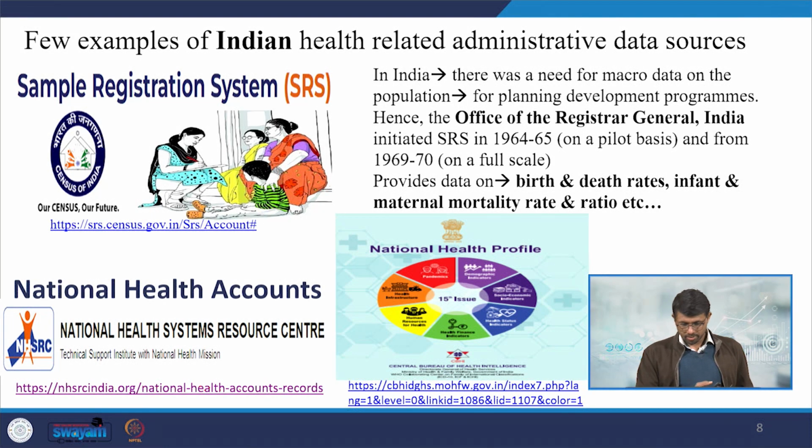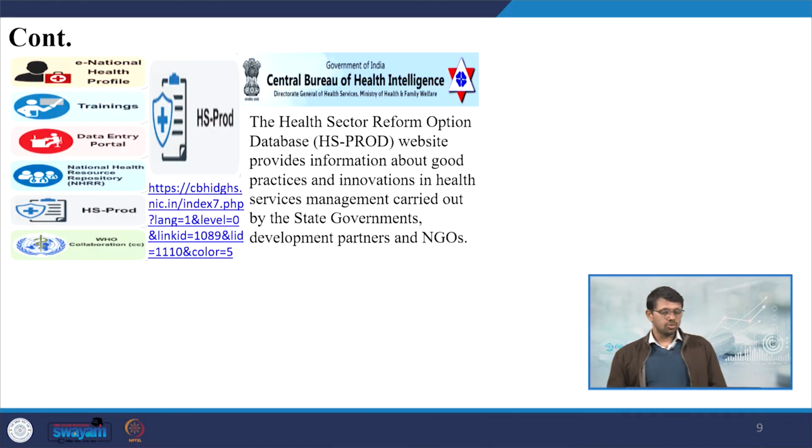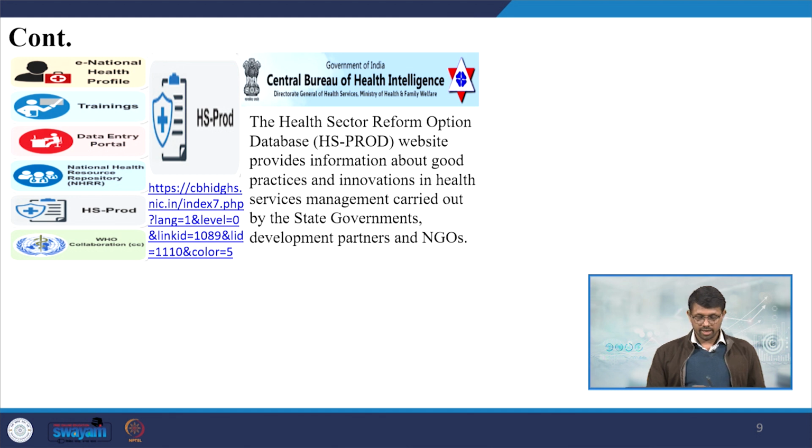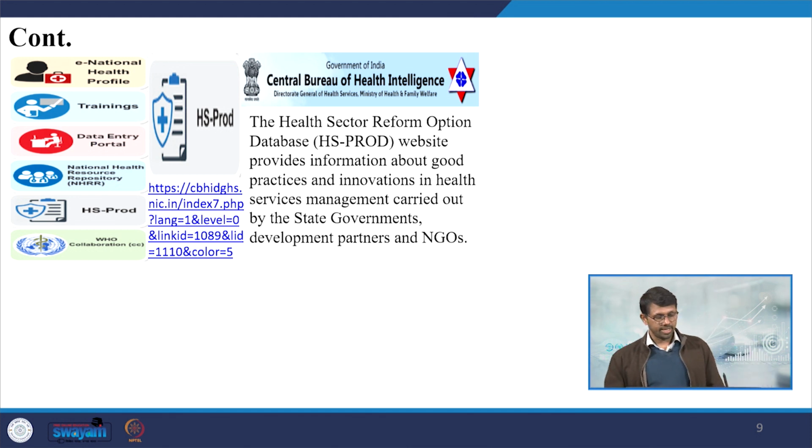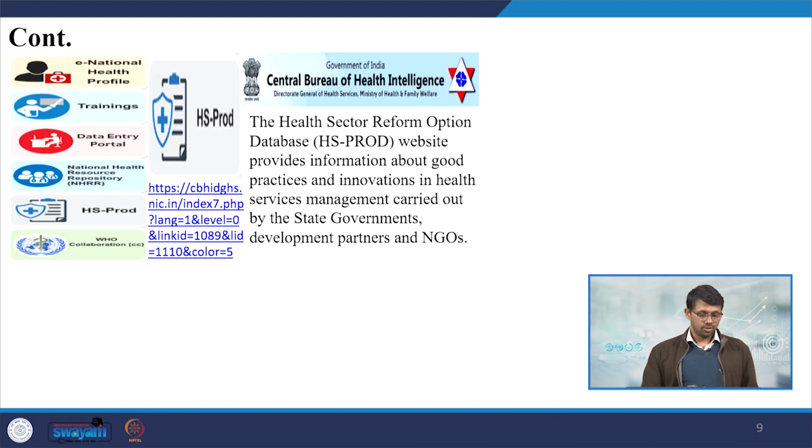Issues are also available. To continue, we need to also check the Central Bureau of Health Intelligence, the health sector reform options database, etc. This website provides information about good practices and innovations in health services management carried out by state governments, development partners and NGOs.